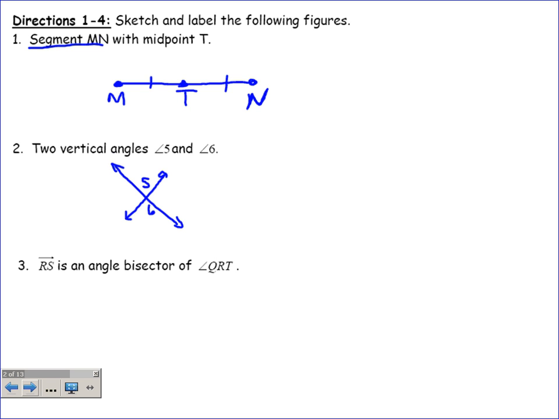RS is an angle bisector of angle QRT. So first I'm going to draw angle QRT. Here's Q, here's R, here's T down here. If something's an angle bisector, it's going to start at R and go out this way with a ray, like so. We need to label this S, because it's ray RS. As an angle bisector, what markings do I need to put on here to show that it's an angle bisector? The arcs, right? Here's an angle arc, and here's an angle arc. So those two are the same measurement. We'll put little angle arcs in there.